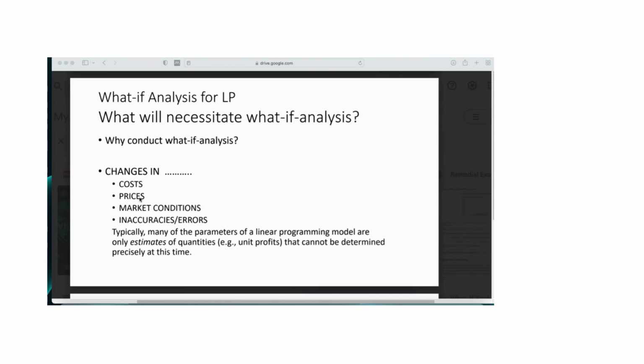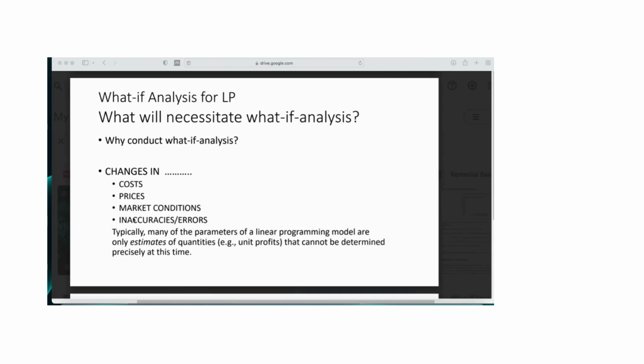And every change also in the prices of the inputs is bound to affect the profit of the firm. Now, the market conditions, which refer to the supply and demand conditions, are bound to affect also prices and costs. So these three factors here are really interrelated.